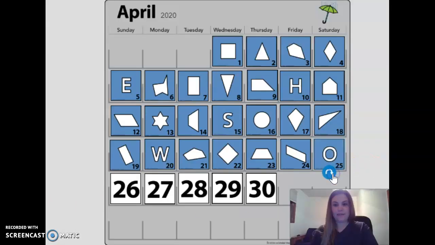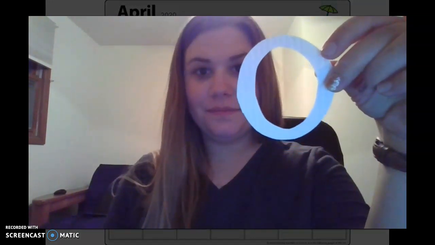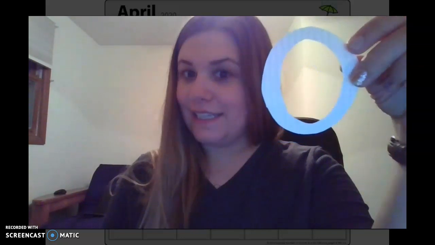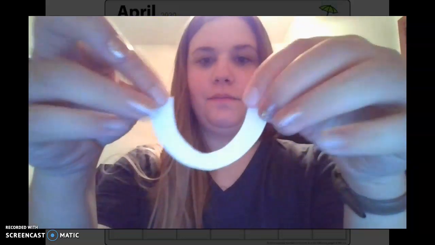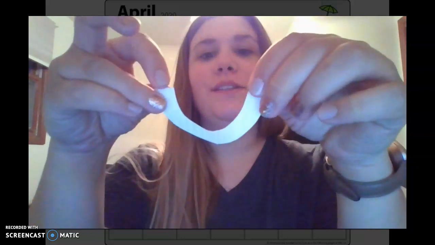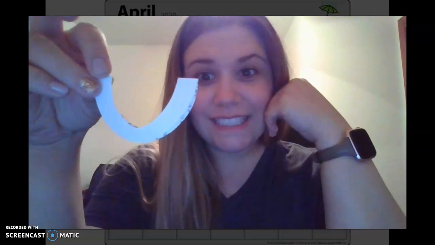Let's see. We have a letter O. What do you think? Do you think that this letter O is going to be symmetrical? Let's see if your prediction is correct. Fold it in half. Oh no, it's like a smile. So it's symmetrical like that. Do you think it'll be even more symmetrical if we fold it more? Let's check.